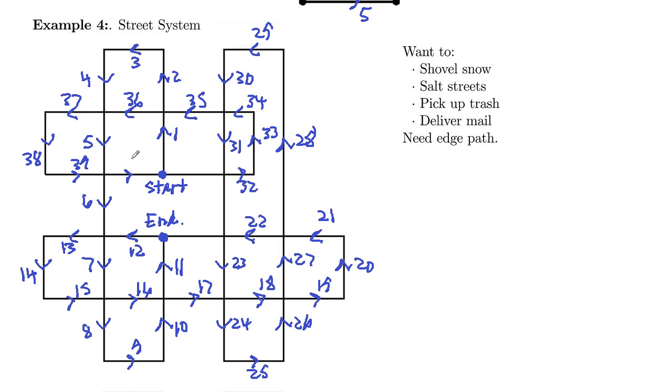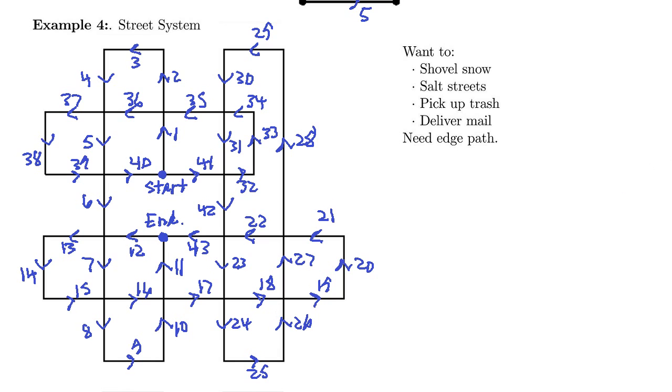39, 40, 41, and now I can go down and finish up and I've got everything. 42, and to the left 43. So as long as you've got 43 edges numbered, you got everything here.